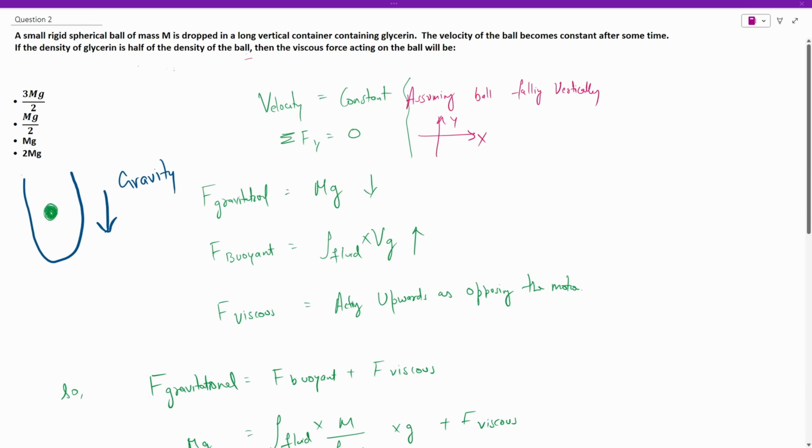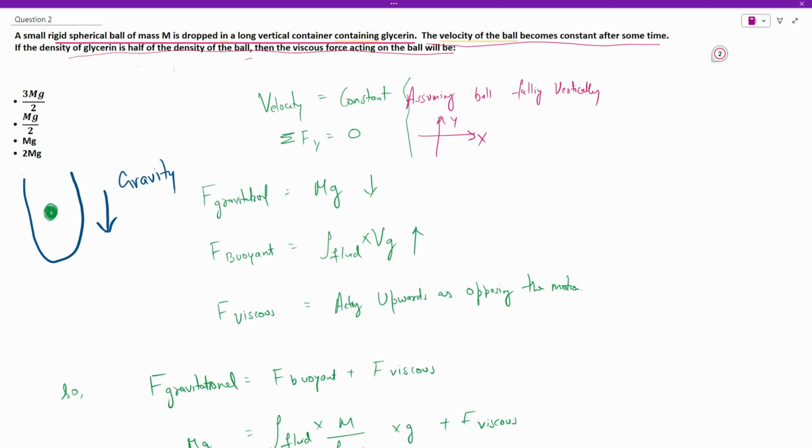Today we are going to discuss one of the questions that was asked in JEE Mains of the previous year. The question says that a small rigid spherical ball of mass m is dropped in a long vertical container containing glycerin. The velocity of the ball becomes constant after some time. If the density of glycerin is half of the density of the ball, then the viscous force acting on the ball will be?